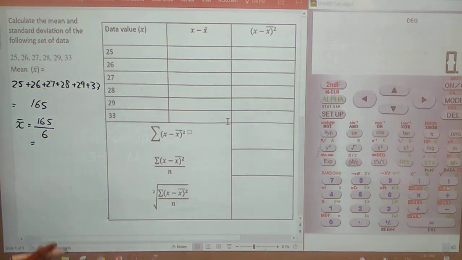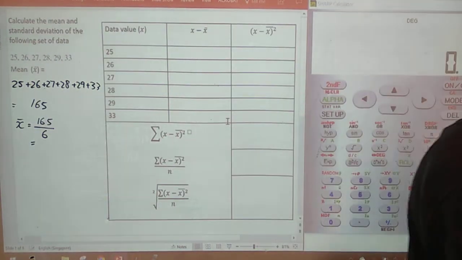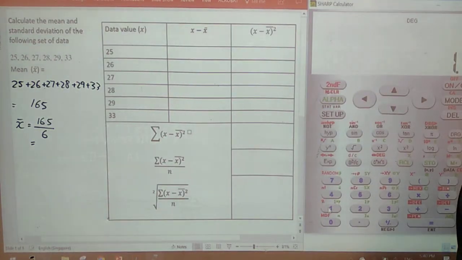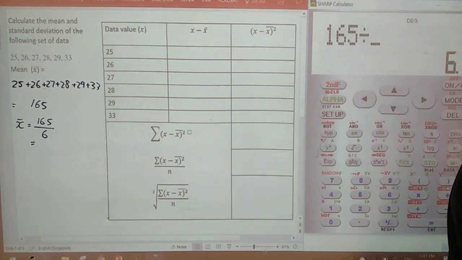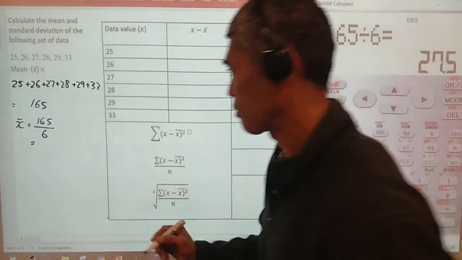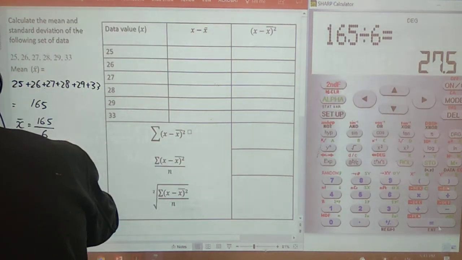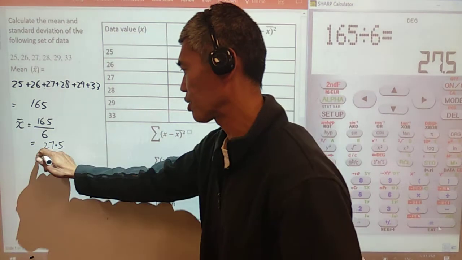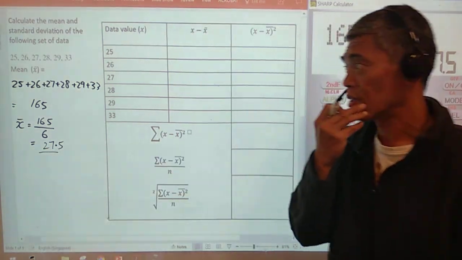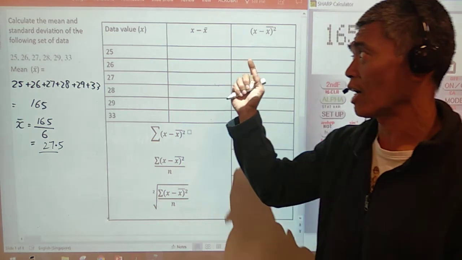That would give us 27.5. So we know the mean is 27.5. All right, so now we're going to subtract to find the average difference.